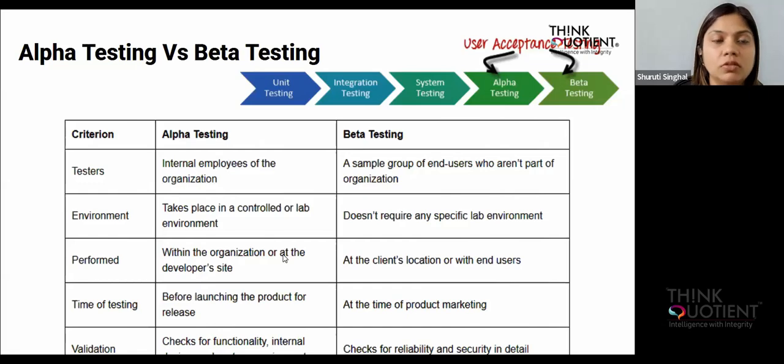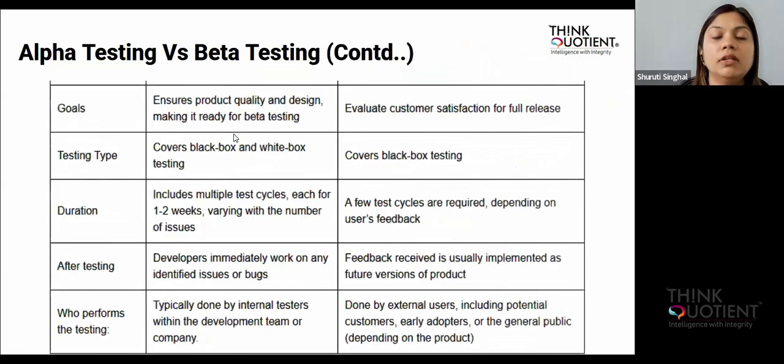Then comes the goals. When we talk about alpha testing, it ensures that the product quality and design are ready for beta testing. In beta testing, we are evaluating customer satisfaction for the full release. In alpha testing, we might be doing both white box and black box, whereas in beta, we do not have the internal knowledge, so we are just doing black box testing. What is the duration? Alpha testing includes multiple test cycles, maybe 1 or 2 weeks, varying for every issue, whereas in beta testing, there are few test cycles, depending upon the feedback of the user.